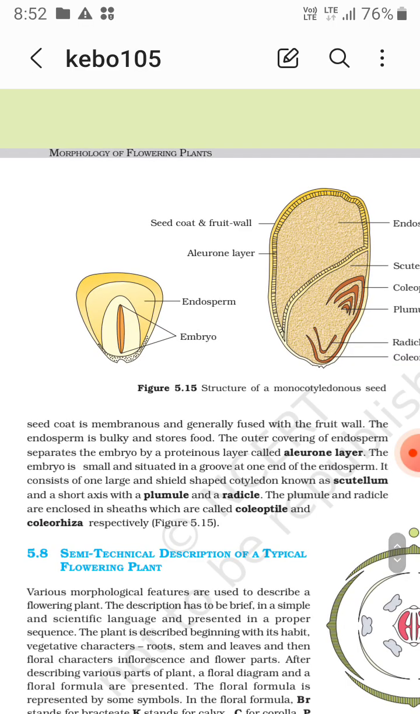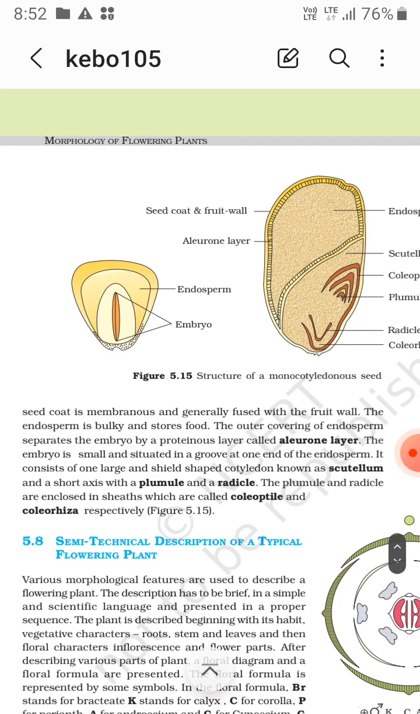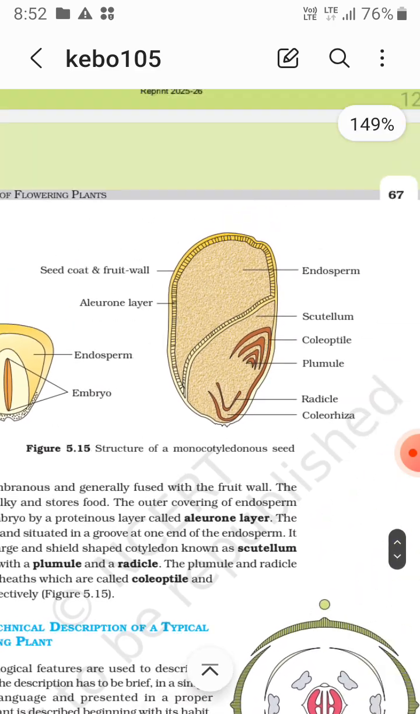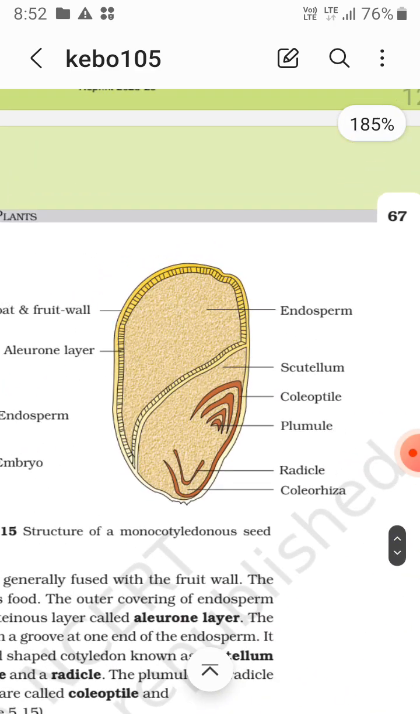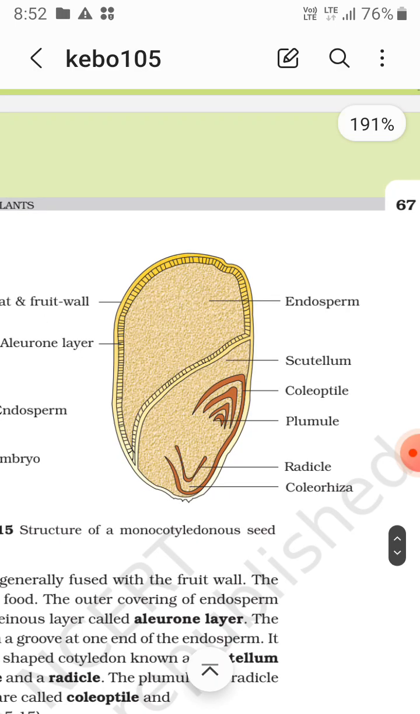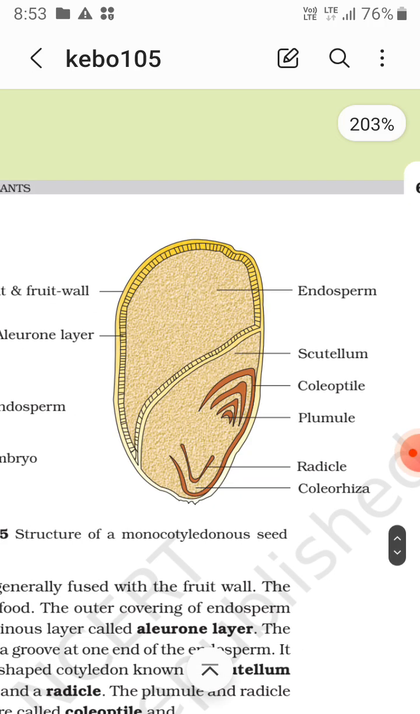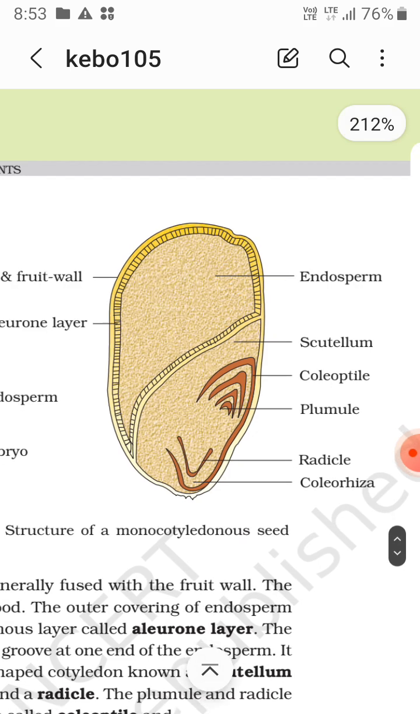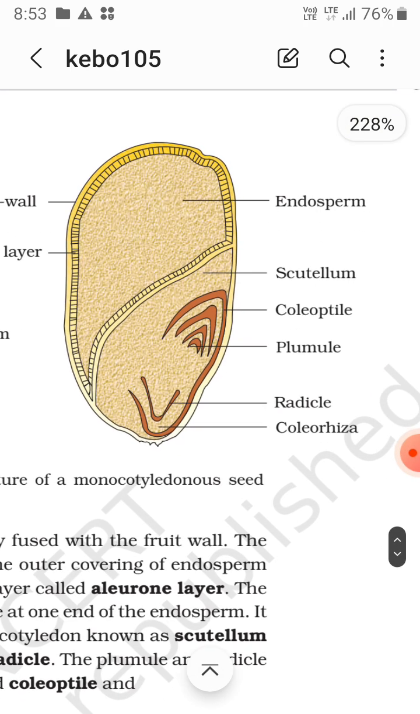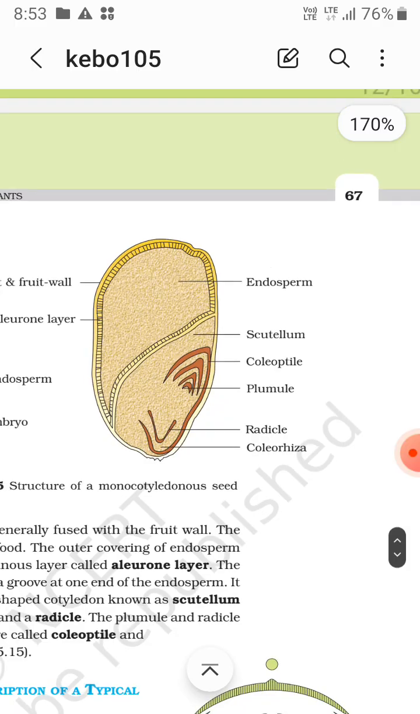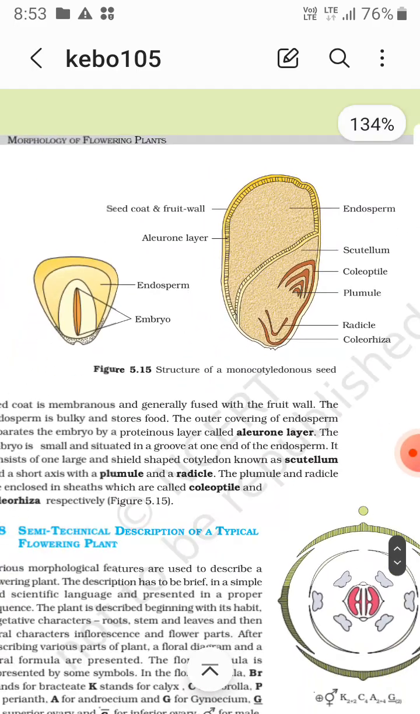The outer covering of endosperm separates the embryo by a proteinaceous layer called the aleurone layer. So as you can see, the endosperm and embryo. Now in the embryo there is a scutellum, on a single side, one cotyledon. Then there is the plumule, covered by the coleoptile, and then there is the radicle, which is also enclosed by the coleorhiza. So this is all of it.